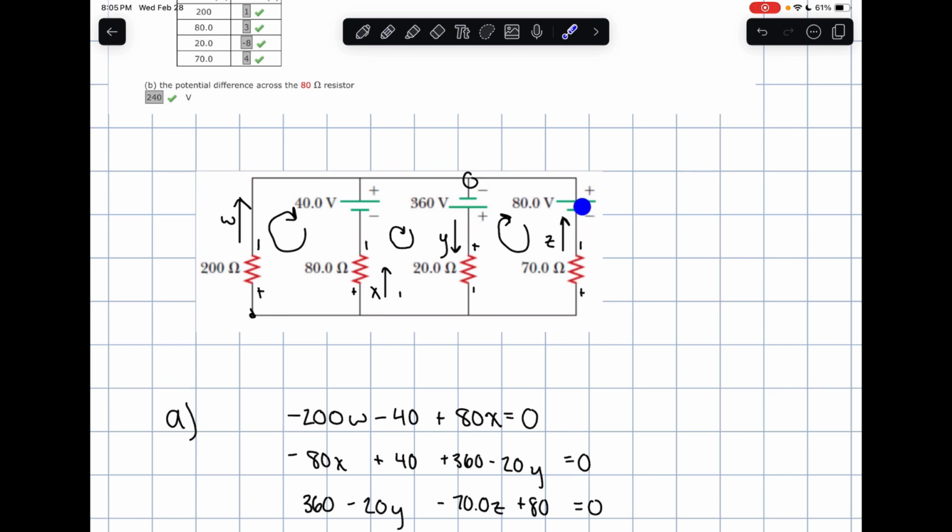Then we come across this battery, and it's from a negative potential to a positive potential, as if we're going uphill, so plus 80 equals 0.